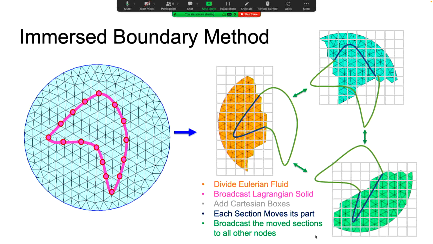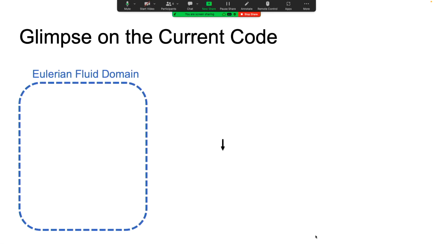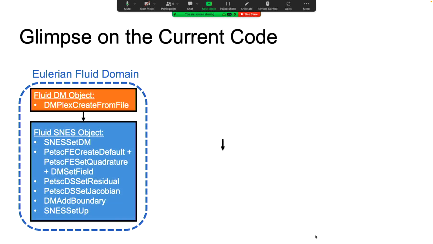So just a glimpse of how the code is. Like I said, it's based on example 62 of the SNES tutorial. So first, the glimpse of the code. For the Eulerian fluid domain, first you define a fluid dynamic object using DMPlexCreateFromFile, which we use to create it from the Gmsh. You give it to the SNES object. In it, you define your finite element, your Jacobian, your residual, all of these, your boundary. Here your fluid has been defined, done.